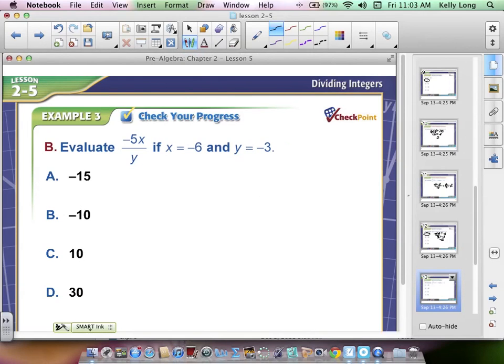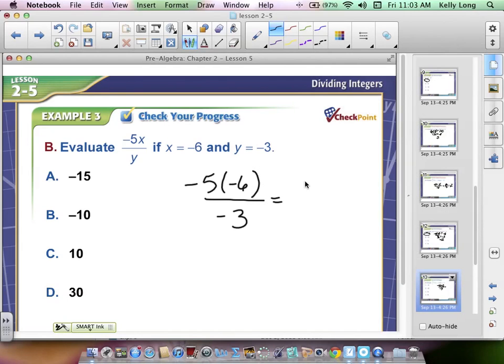All right, here we go. Negative 5, plugging in what we know. Negative 5 times negative 6 all over negative 3. Again, with a fraction, I can't have any operations on top. By operations, I mean addition, subtraction, multiplication, or division. So I got to get rid of that. So I got to do what's up here on the top first.